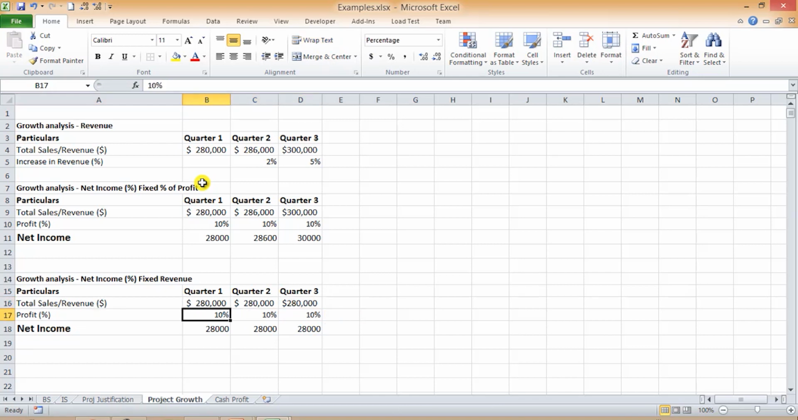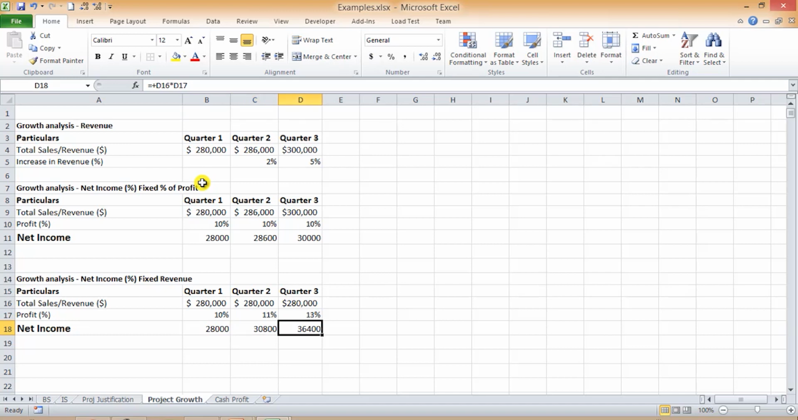However, the entity expects to increase the profit percentage on a quarter on quarter basis. So let's say in the first quarter it's 10%, in the next quarter they expect an increase of 1%, and in the third quarter they expect an increase of 13%. So here you have the net income increasing: $28,000 in the first quarter, increases to $30,800 in the second quarter, increases to $30,400 in the third quarter.